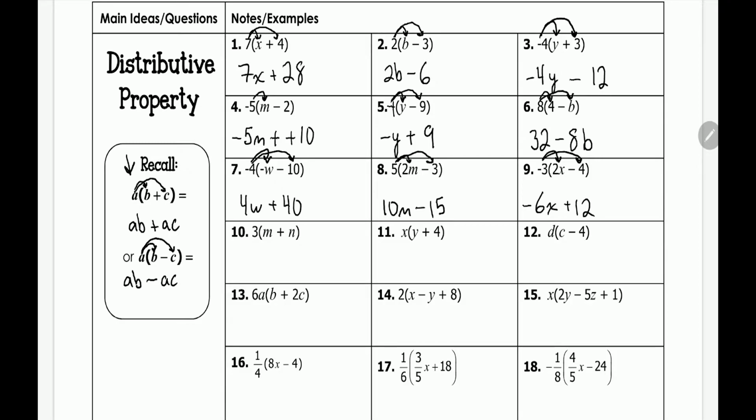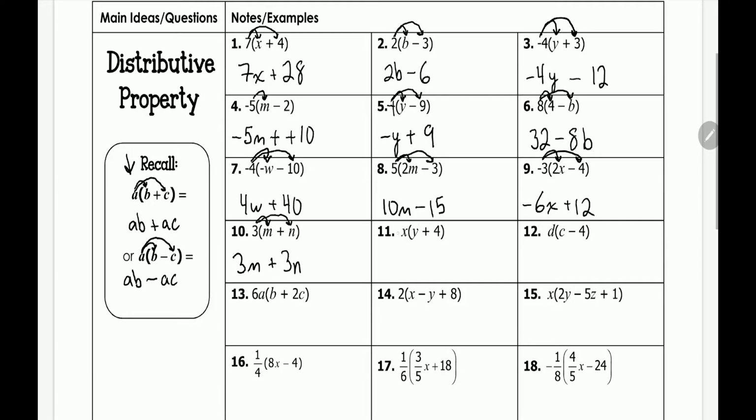Number 10. We have 3 times the quantity m plus n. We have to distribute the 3. So we have 3 times m and 3 times n. If we distribute this, we have 3m plus 3n. And since the variables are different, we cannot add these together. So that means that we do not have any like terms to combine. And this is our final answer.